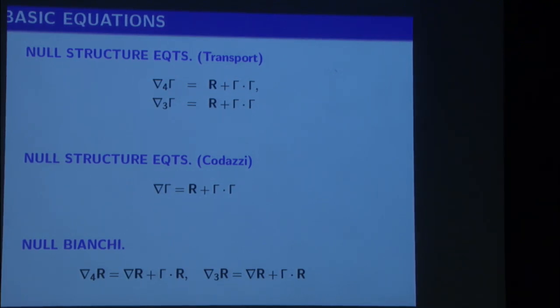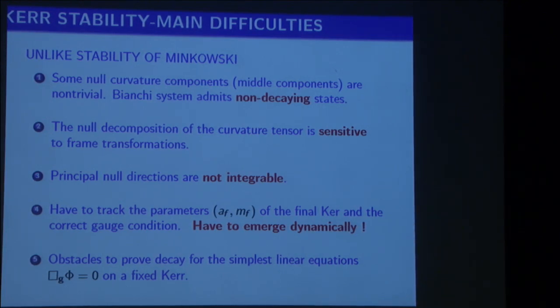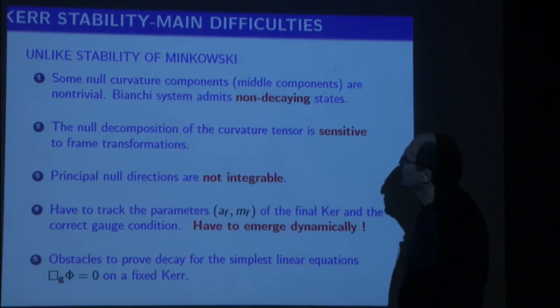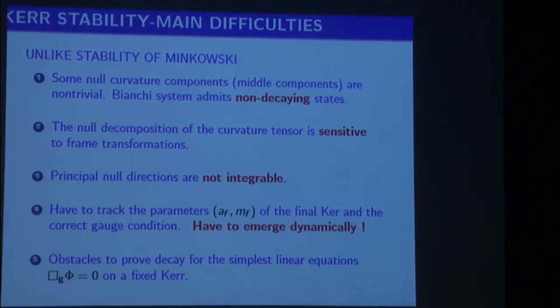They are not transport equations anymore. In fact, as we saw, they are hyperbolic equations, so they have to be solved. All right, so when you look at the stability of Kerr and you compare it to the stability of Minkowski space, which we discussed a little bit last time, the first thing that you observe is that some of the null curvature components, not the alpha and alpha bar, which are the extreme ones, but the beta bar, are only O(epsilon) invariant. They are not O(epsilon squared) invariant. So that's the first important thing that you observe.